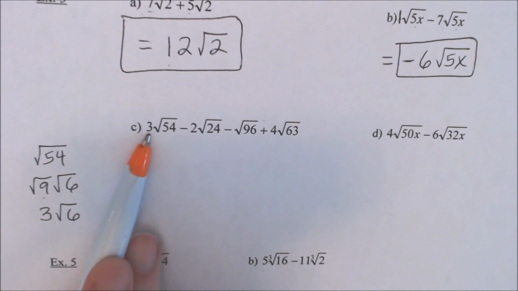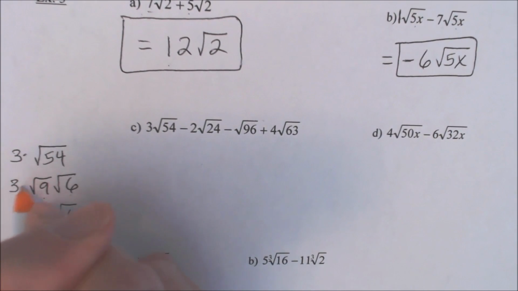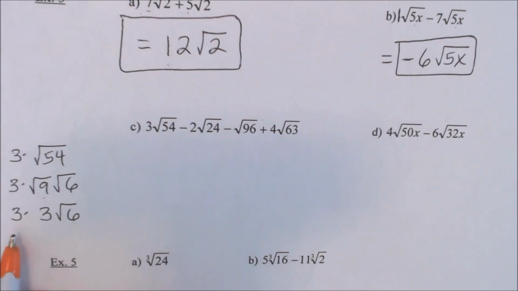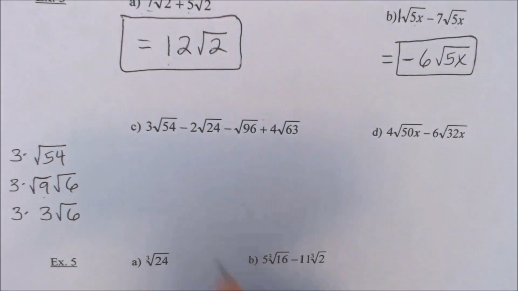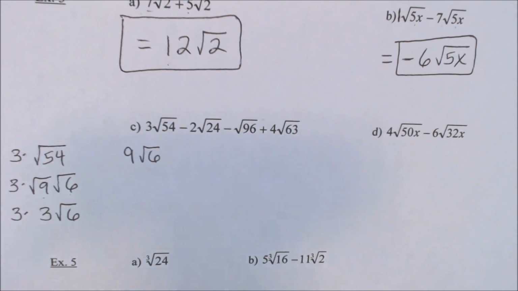Now notice there was a 3 in front of this radical, so 3 times the square root of 54. So I have a 3 in the front. That coefficient of 3 times the 3 that I simplified can be multiplied. So that gives me 9 times the square root of 6 for that first term.